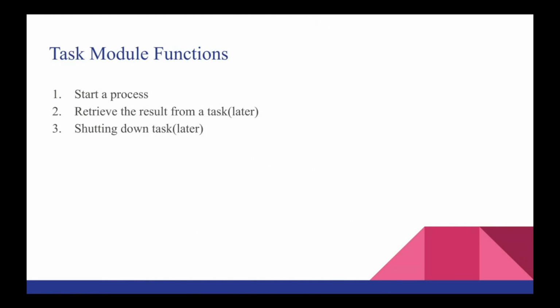So, in the first series, I took you through what concurrency is, explained the difference between synchronous and asynchronous code, and also briefly explained how to run concurrent code with the Task module. In this series, we are going to explore a Task module function that can be used to start a process. The functions responsible for retrieving the result from a task and shutting down a task will be discussed later in the next series.